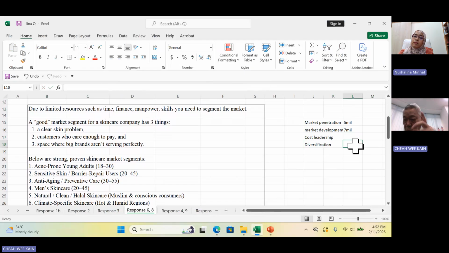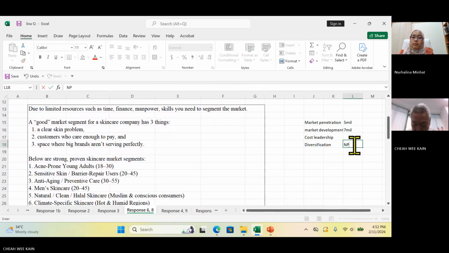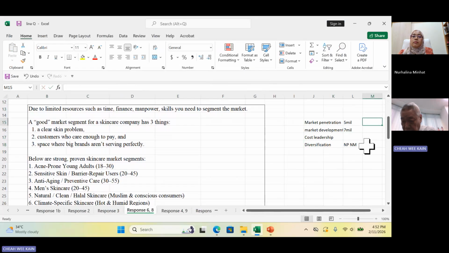Okay, so new product, new market. Let's say, for example, nobody has made oxygen water for face cleaning. New product and new market, not in Malaysia, maybe in Indonesia. This is the most dangerous.